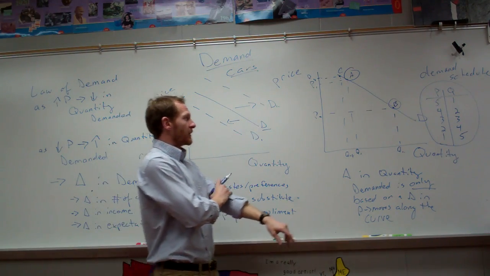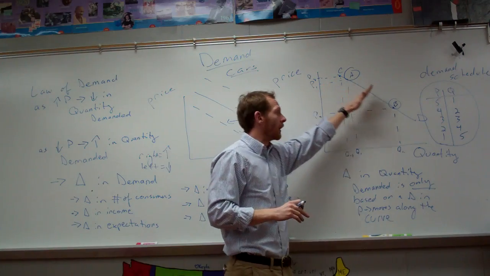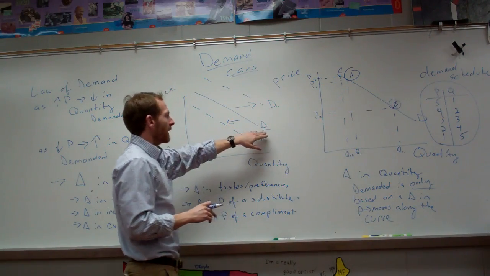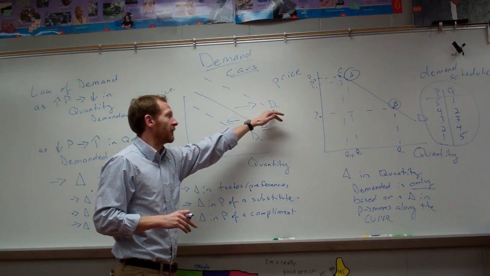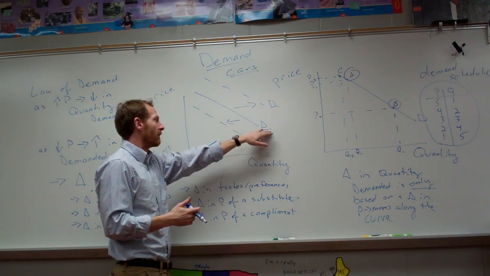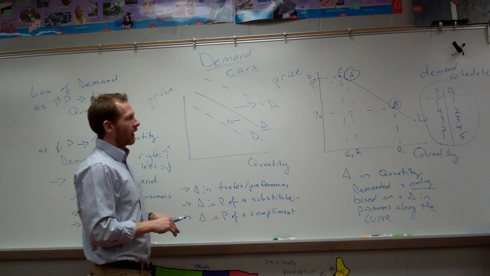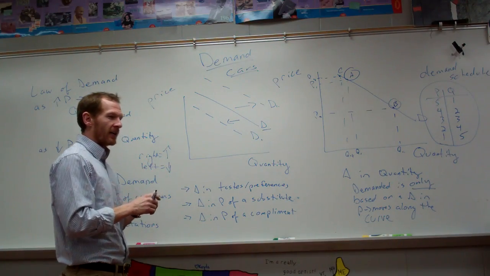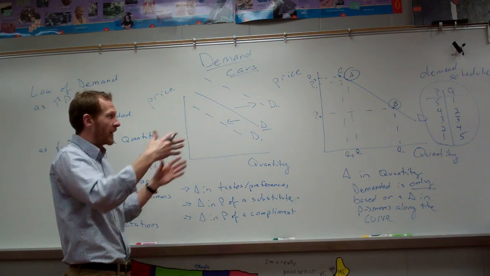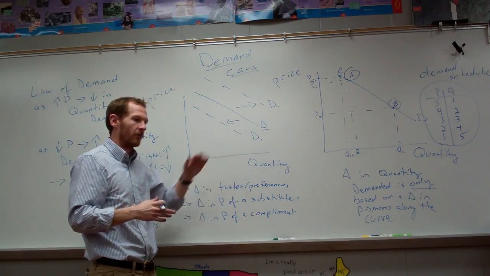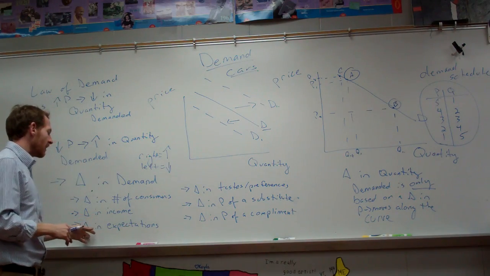Now, if the price changes, we would go along our curve. But here, if we get more money, then the demand curve shifts to D2. If we get less money, the demand curve shifts to D sub 1. Remember, keep the difference: the change in quantity demanded is along the curve. Change in demand is a shift of the curves. A third portion is change in expectations.